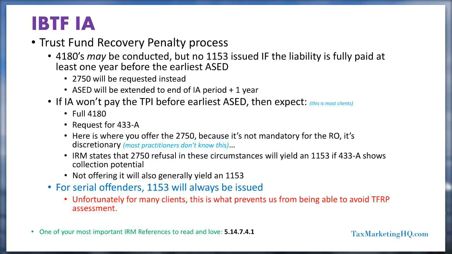Normally what's going to happen here is if you don't bring up the 2750 issue, which you should in the best interest of your client to help them avoid the personal assessment, but if you don't bring it up, the revenue officer has already requested the 433A. If there's collection potential indicated, if there's money to squeeze out of the individual, then there's going to be a personal assessment. If there is no money to be squeezed out of the individual, there won't be an assessment. But it is entirely discretionary at this point on the RO.